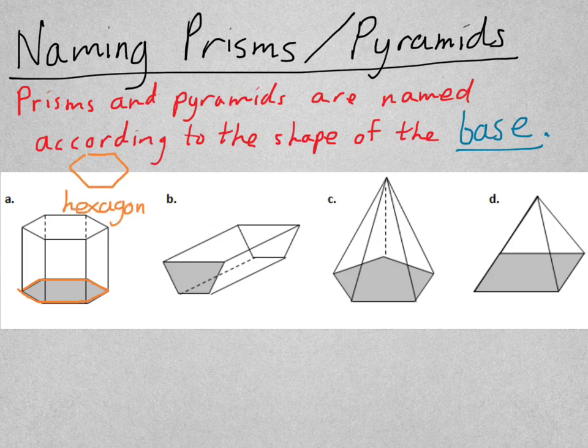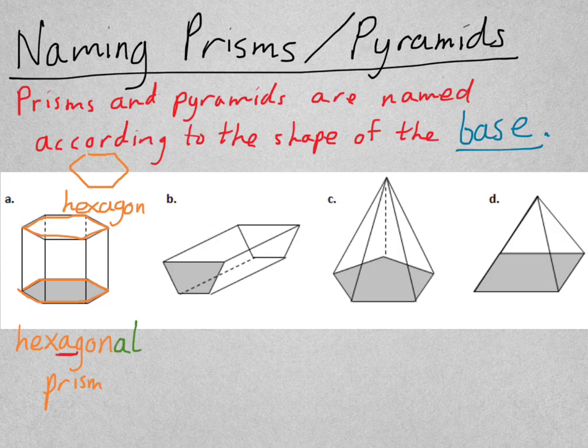Now, to name a prism or a pyramid, we're going to take the shape of the base and add the letters AL at the end of it. So, in this case, I just put the word hexagon in front of it. And it will be a hexagonal prism. We know it's a prism because there are 2 hexagons. There are 2 bases. That's the hallmark of a prism.